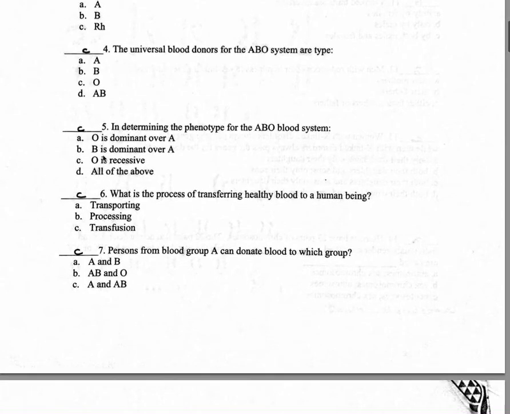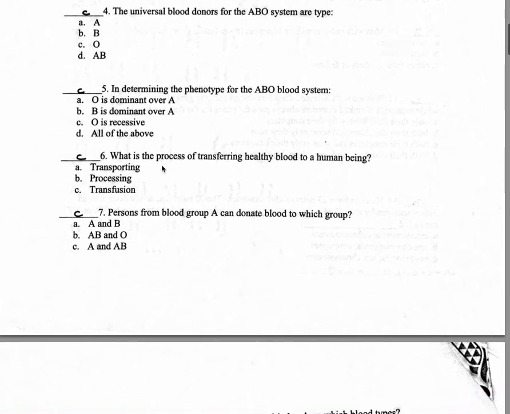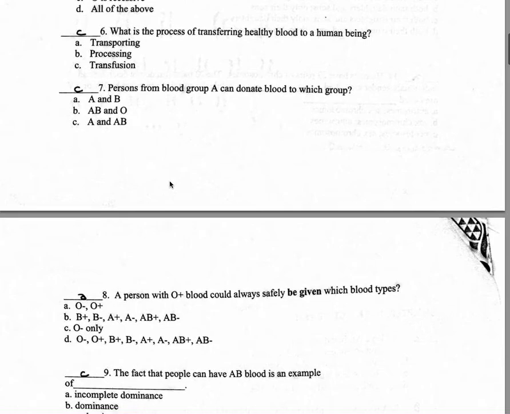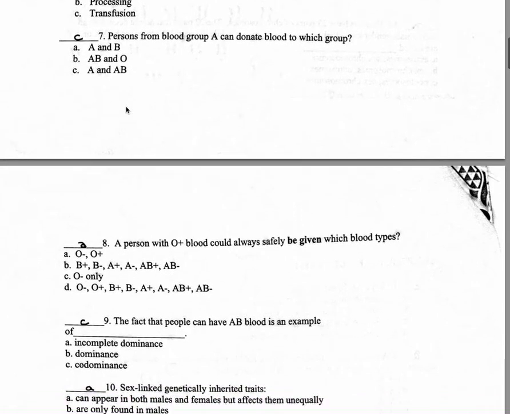Okay, remember A and B are codominant, which we'll get to later, so nothing's dominant over anything else. 6, what is the process of transferring healthy blood? That's a transfusion. 7, persons from blood group A can donate to which group? They can donate to people who are A and to people who are AB. Okay, because people who are A and AB already have the A antigen, so their bodies won't fight it.